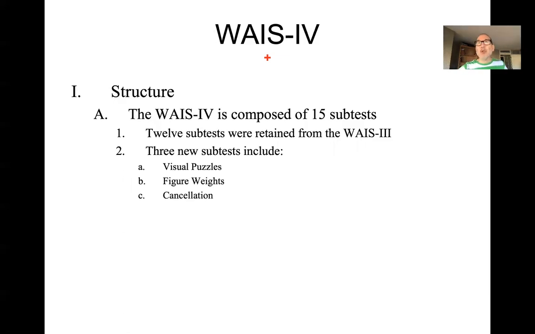Now, the current version, the WAIS-4, is composed of 15 subtests. We'll look at those subtests in just a moment. Now, 12 of those subtests were actually retained from the WAIS-3, from the prior version. But 3 new subtests were included, including visual puzzles, figure weights, and cancellation.